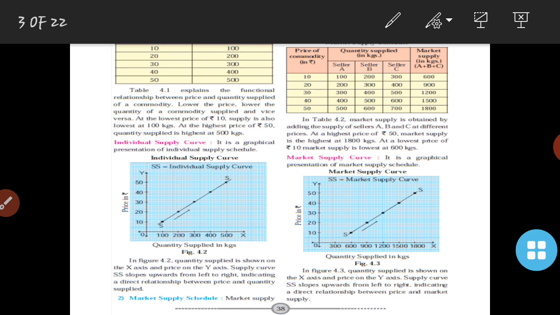Now next is the market supply curve. It is a graphical presentation of the market supply schedule. There are two axes given, y and x. In figure 4.3, quantity supplied is shown on the x-axis and the price on the y-axis. The supply curve S slopes upward from left to right, indicating a direct relationship between price and market supply. Again in this chart, price and market supply are going upward.